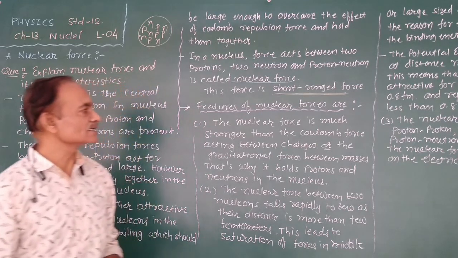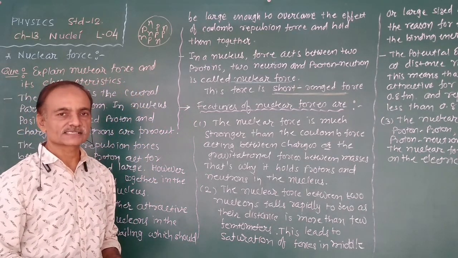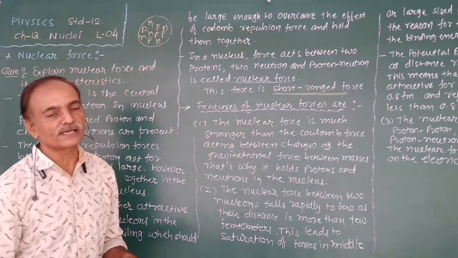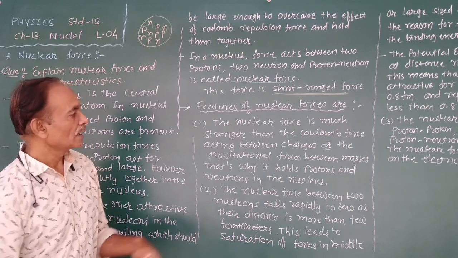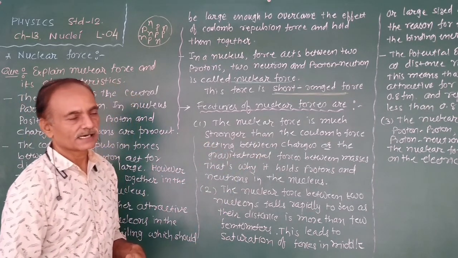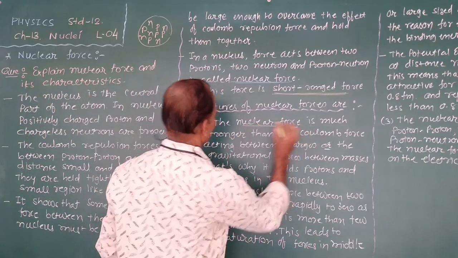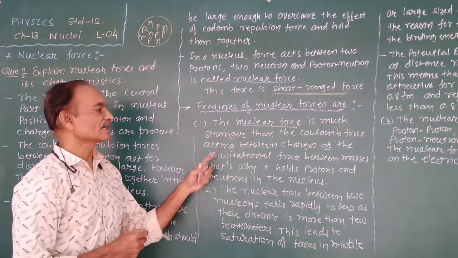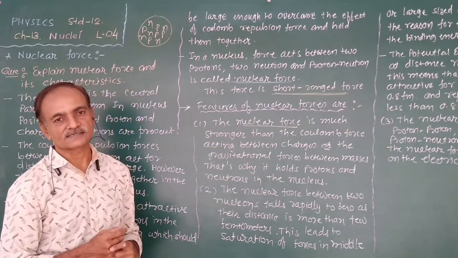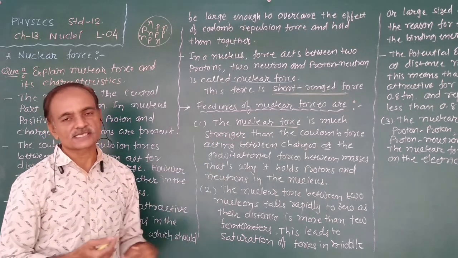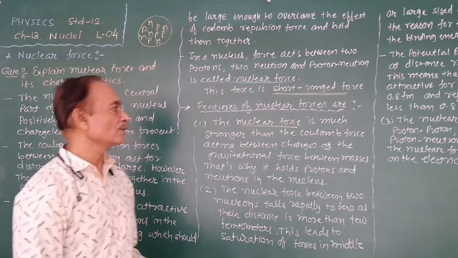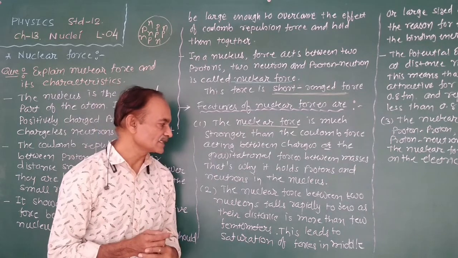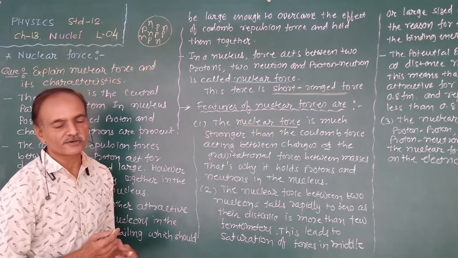Now, what are the features of the nuclear forces? The first is that the nuclear force is much stronger than the Coulomb force of repulsion between the two charges, or the gravitational force between the masses. So this nuclear force is much stronger than the Coulomb force and also the gravitational force between the masses. That's why it holds the proton and neutron in the nucleus.